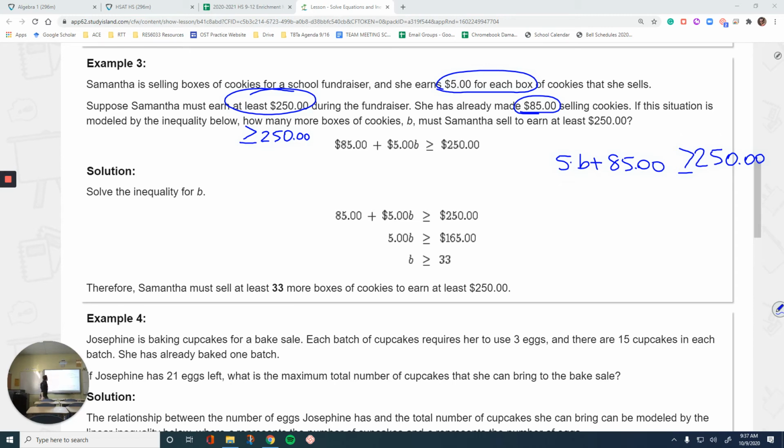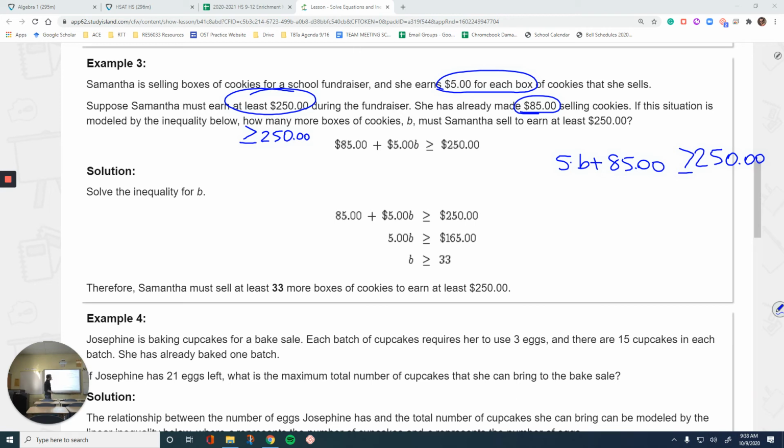If this situation is modeled by the inequality, wait a second, they already gave us the inequality? Okay. How many more boxes of cookies, or B, they already done everything. Okay, I just did that for no reason. Must Samantha sell to earn at least $250? So good thing we talked about how to set up that inequality. Bad thing, they've already given that to us.